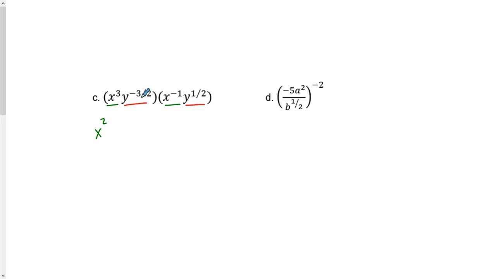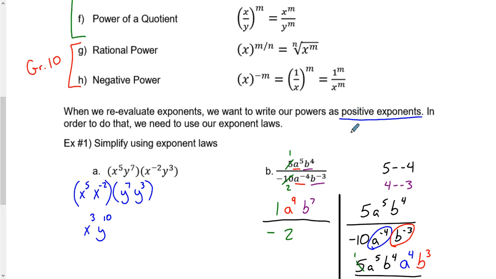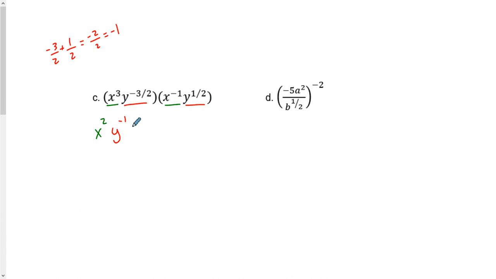Y to the power of -3/2 multiplied by y to the power of 1/2. Well, we're going to take a -3/2 and add a 1/2. Same denominator, so we can just add across our numerators. -3 add 1 is -2. So we'd actually have y to the power of -1. But as I had said before, we want to write everything with positive exponents. We don't want to have x squared times y to the power of -1.